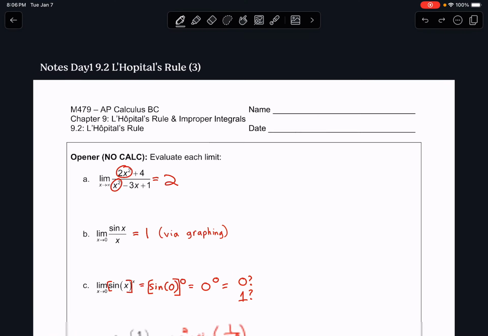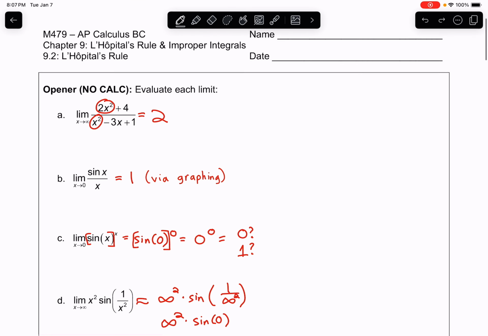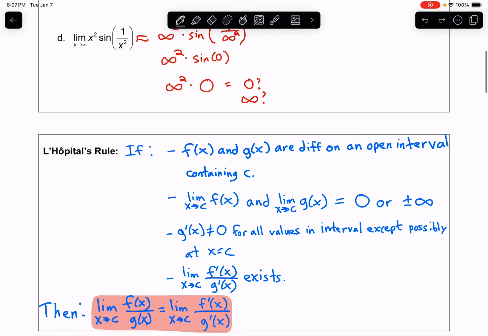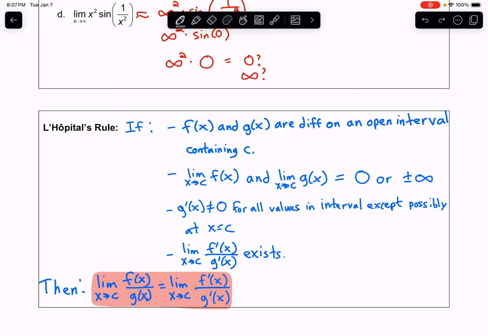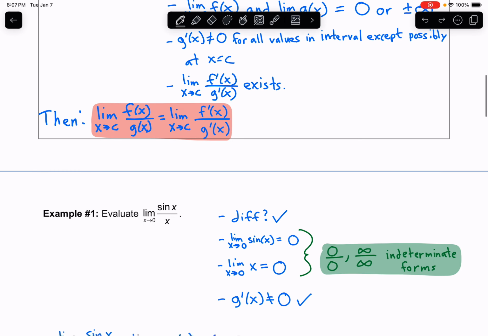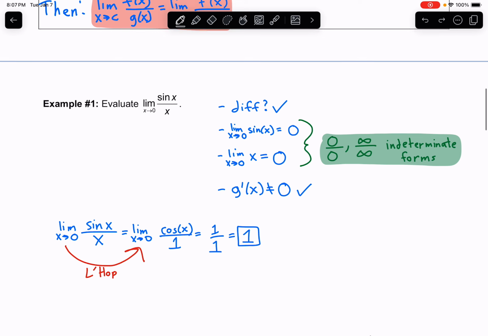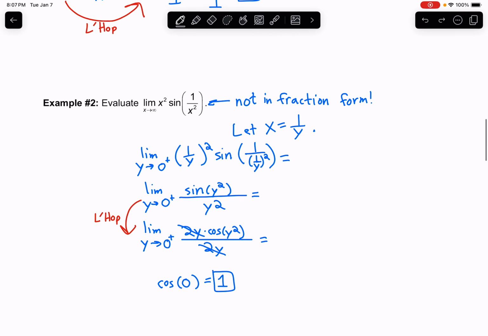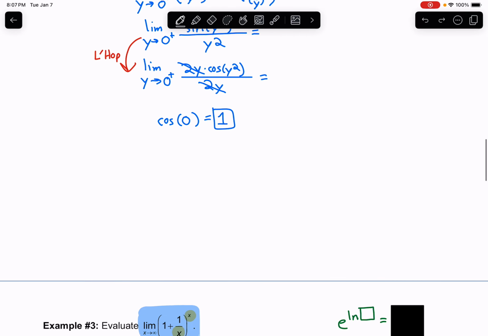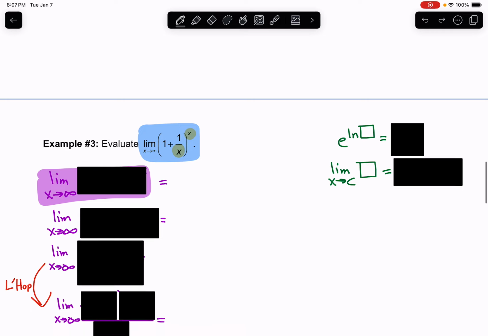So let's get going. Last time we did a little bit of limit review, and then we talked about what is required to use L'Hopital's rule. Then we did examples 1 and 2, where we talked about indeterminate forms and what your work should look like when doing L'Hopital's rule on a free response question. So let's keep going. Let's take a look at example 3.